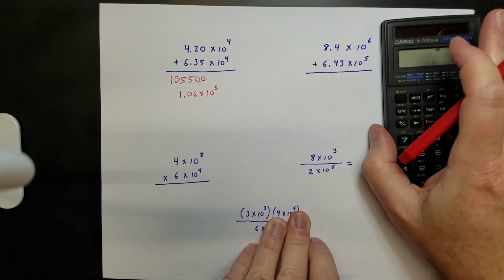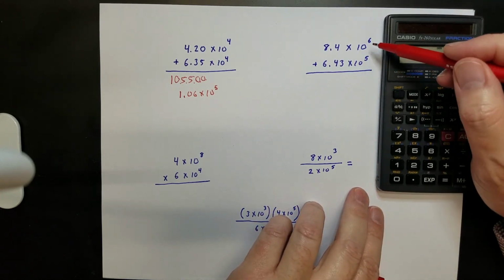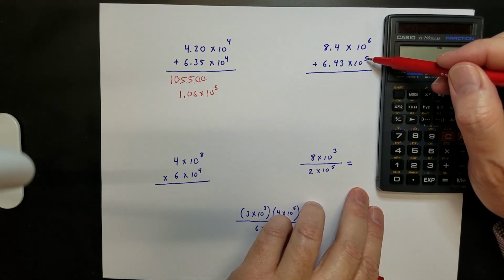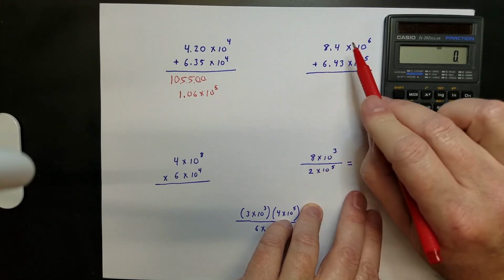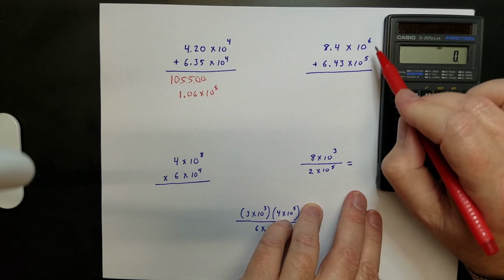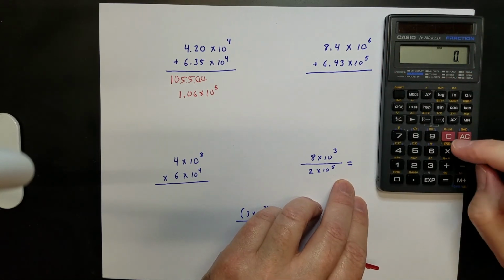On this one, the exponents don't match. So if you're doing it by hand, you want to make sure the exponents match. So I would make this a 6 and move that decimal point over 1, and then rewrite and then just add these up and keep the exponent. But for this one, let's go ahead and use the calculator again.